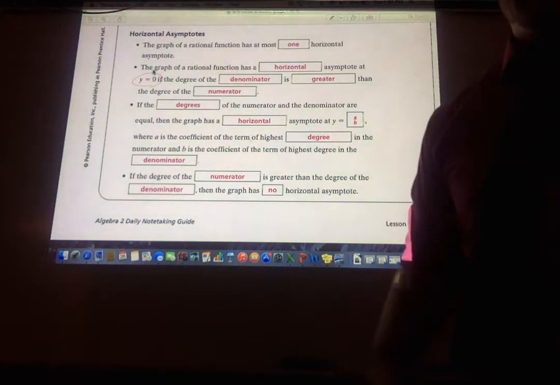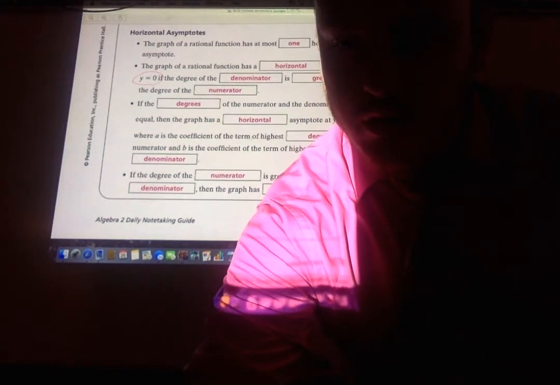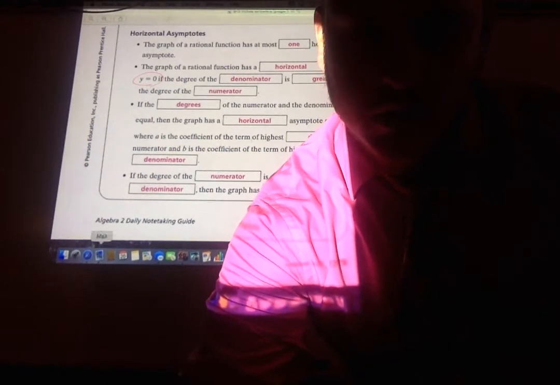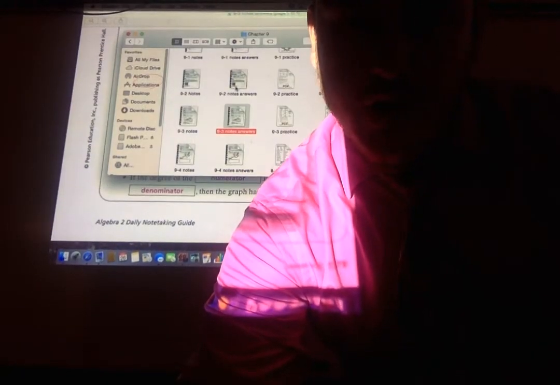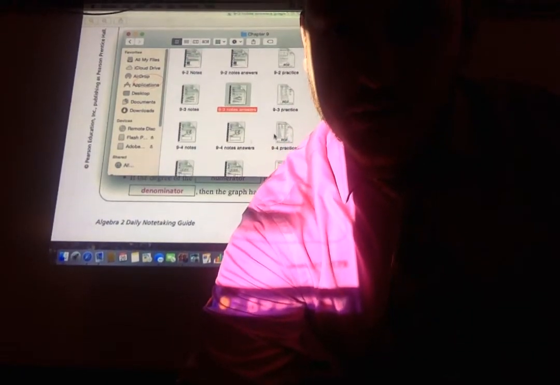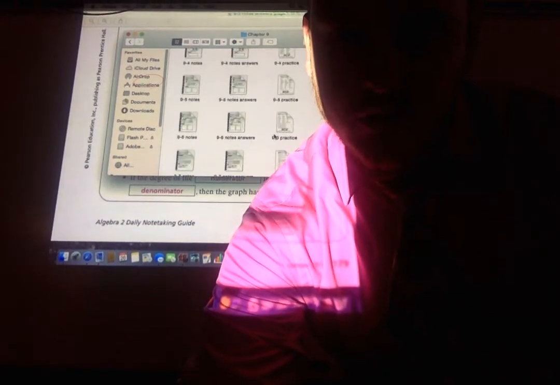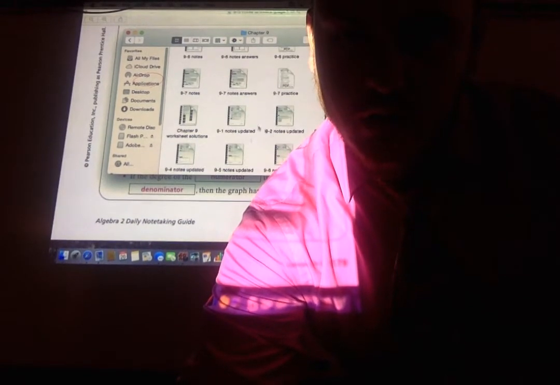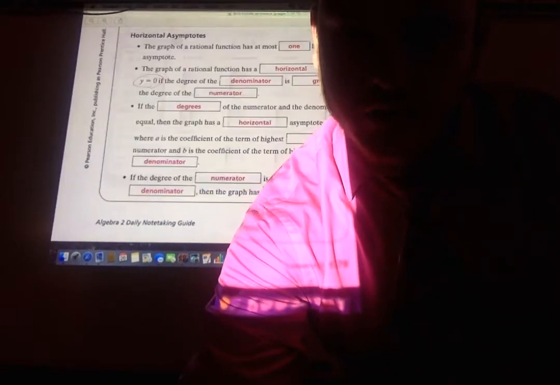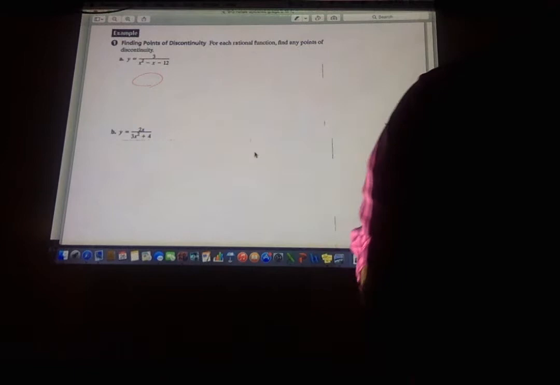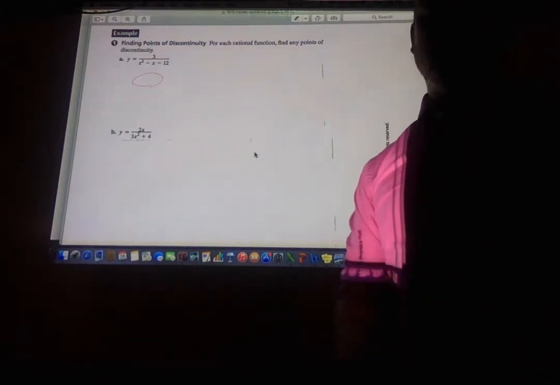All right, so this time we're going to skip into the notes for 9-2, examples 1, 2, and 3. All right, so just to make sure that we're all on the same page here. So here we go, example number 1. So with example number 1, the function will be undefined.